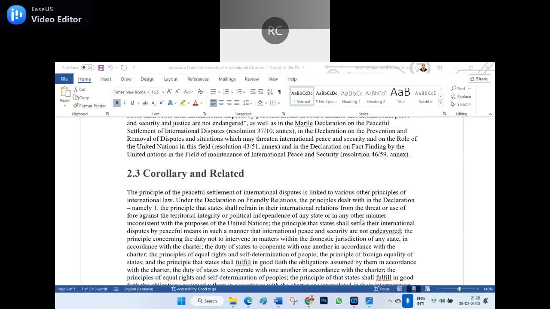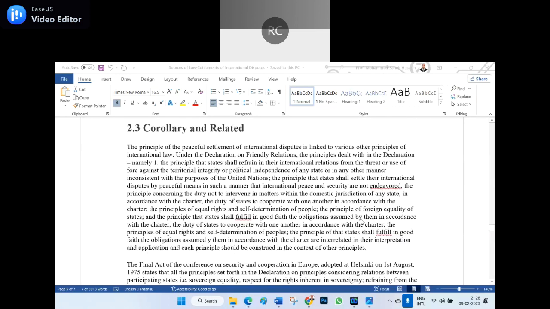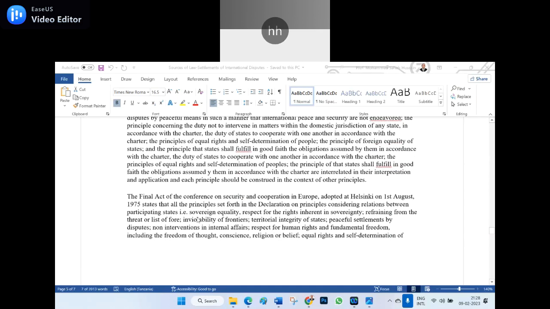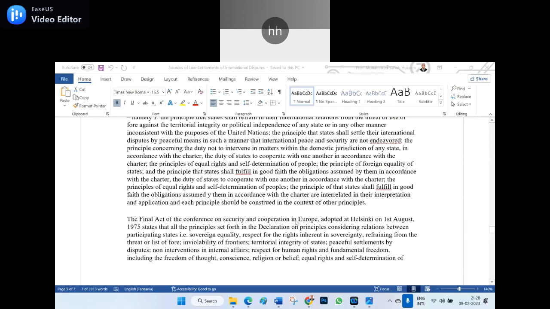Then, these we can eliminate, because we already dealt with them. The Declaration on Friendly Relations is also one of the sources to deal with international peace among member states. So, these are all other explanations. The Final Act of the Conference on Security and Cooperation in Europe, adopted in Helsinki on the first of August 1975, you can also eliminate, because these are all explanations for the same.